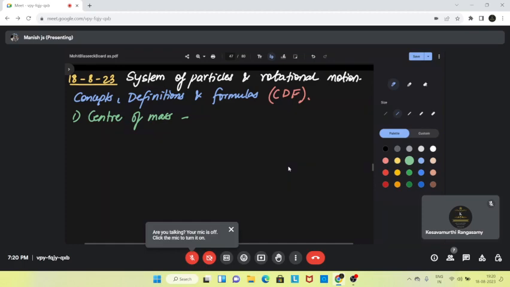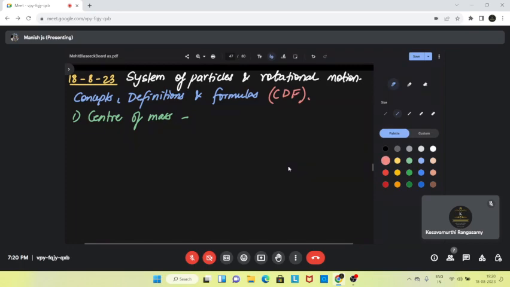Correct. Center of mass is actually a point where the mass of the entire body is being concentrated. Everything is getting concentrated at that point, so therefore you call that point the center of mass of that particular object. In simple terms, we can define center of mass as the point where the entire mass of a system is said to be concentrated.